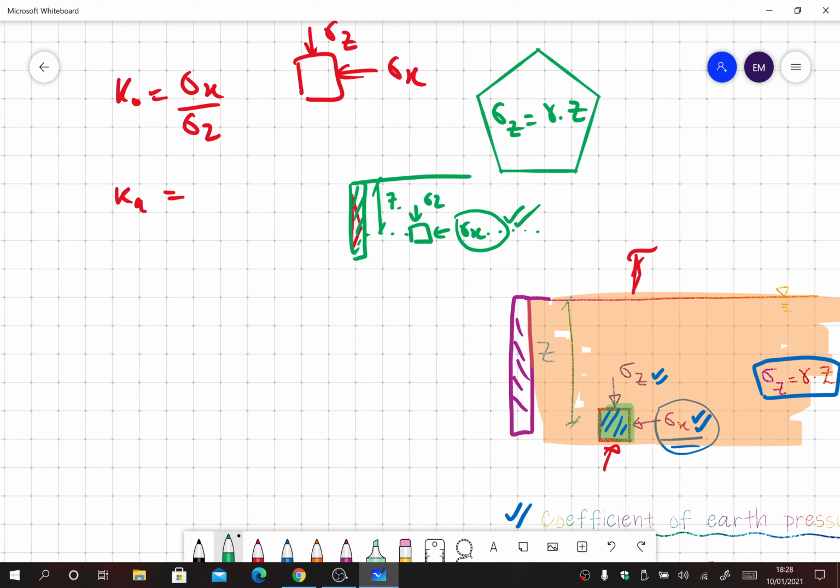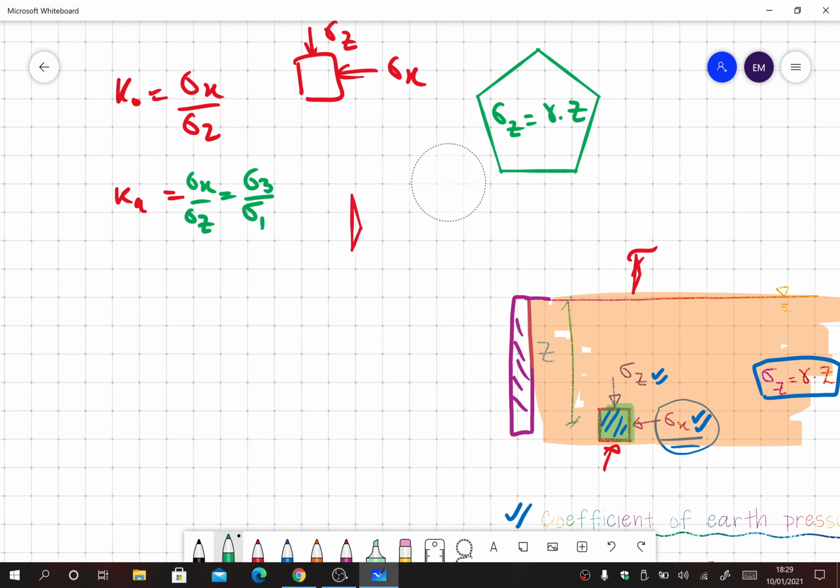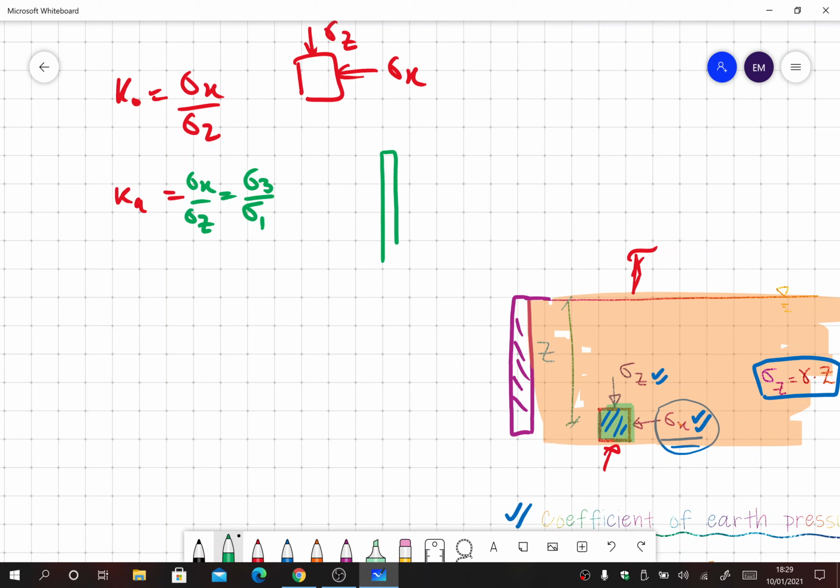So now let's see. In Ka, the active earth pressure condition, we said that sigma x over sigma z, in the active case, this is the minor principal stress and this is the major principal stress. Now how did that happen? Let me rub that out and make a bigger picture actually. So this is the wall, this is the soil and this is the element.